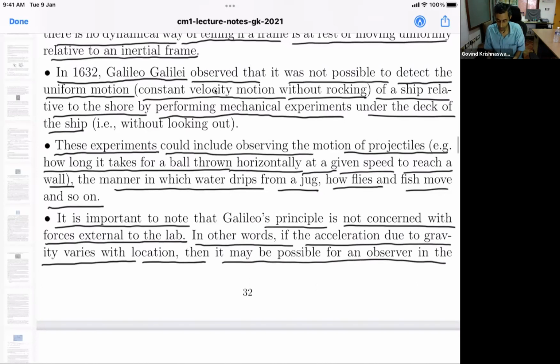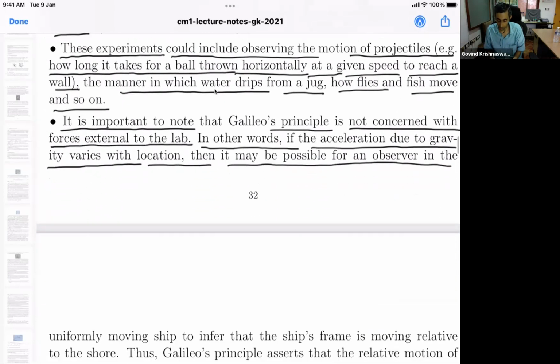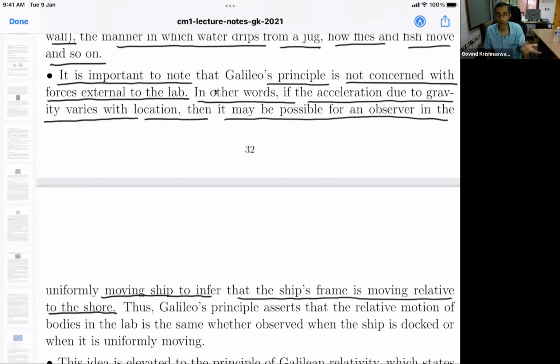then it may be possible for an observer in the uniformly moving ship to infer that the ship's frame is moving relative to the shore. Simply because the acceleration due to gravity would change, and then you would say, oh no, this is not a ship that's at rest. So Galileo is forbidding you from doing such experiments. You're only allowed to do experiments between particles within that ship. Of course, there is gravity, you cannot prevent that, but then you have to work within the approximation where the gravity doesn't vary with location. So that assumption is in here.